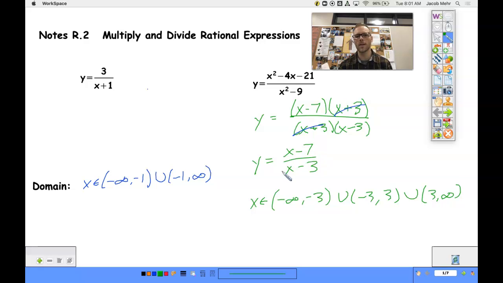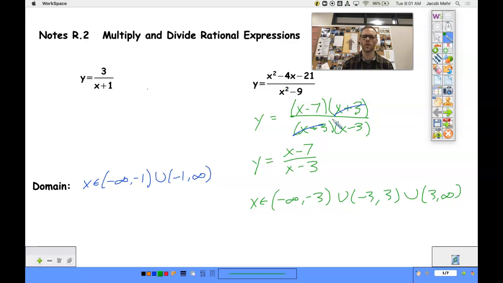But notice if I do that simplifying first and then look at the domain, I would only say x can't equal 3. However, when I look back at the original, I know x can't equal 3 or -3. So it's important when you think about domain to think about what the original function is and what can't go into that. All right?